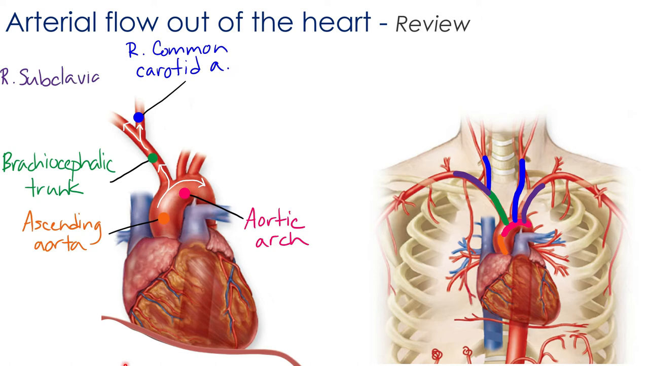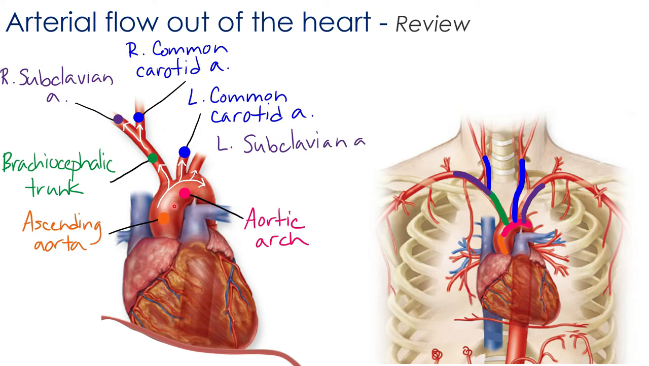If we were to continue along that aortic arch, we're going to see the second branch that emerges from there, and that is going to be the left common carotid artery, which will head to the left side of the head and the neck. And then finally, we are going to see the third branch emerging from that, which is going to be the left subclavian artery heading towards the left upper limb.